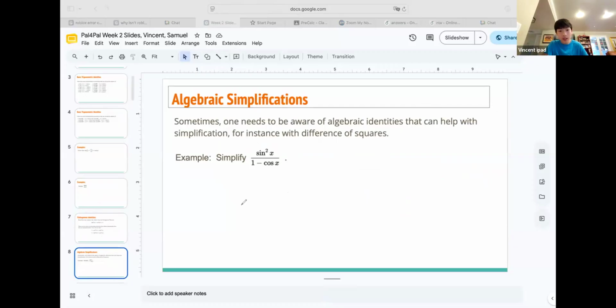Sometimes there's going to be more than one identity. There are also going to be algebraic identities that can help with simplification, for instance, difference of squares. So, anyone know how to simplify this?